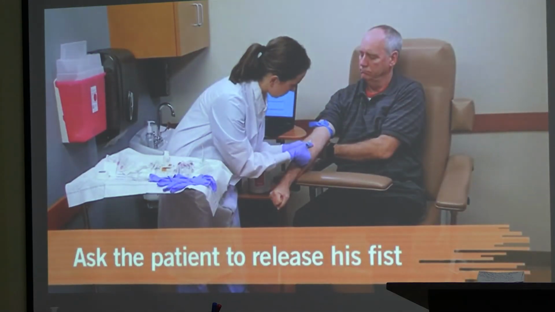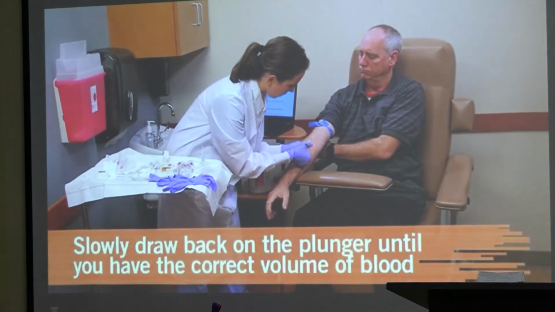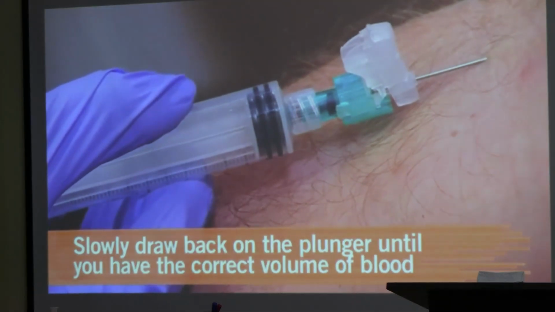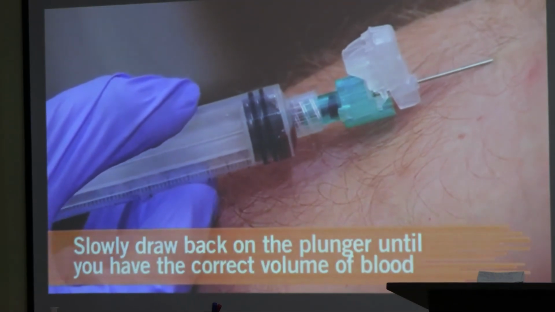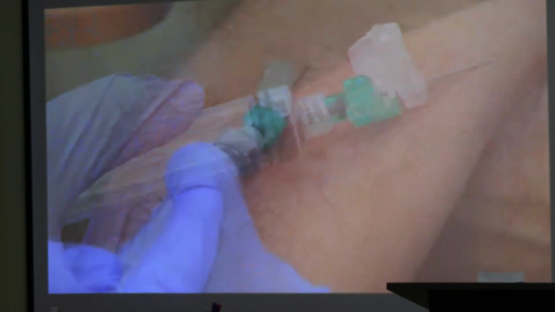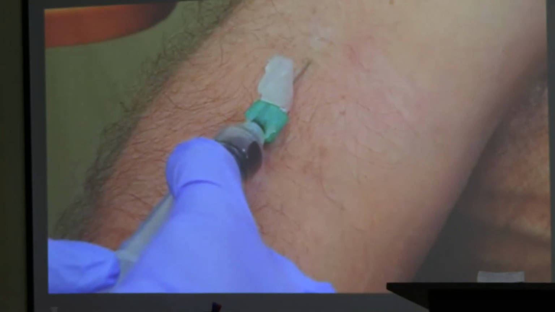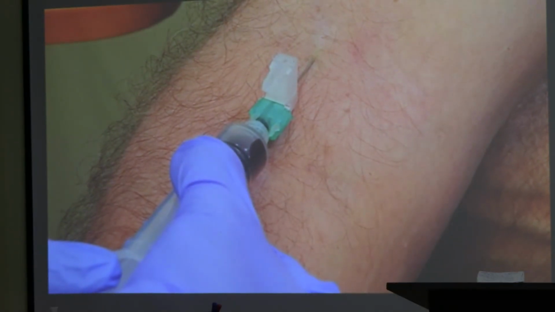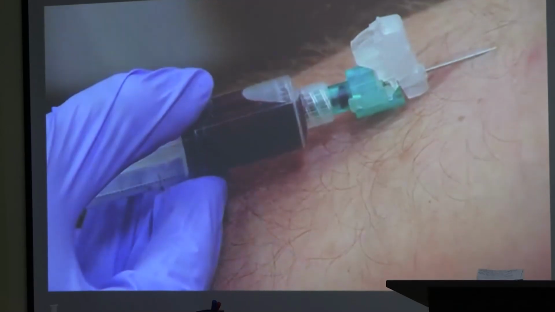Ask the patient to release his fist. Now, slowly pull back on the plunger of the syringe with your non-dominant hand. Don't allow more than 1 milliliter of headspace between the blood and the top of the plunger. Fill the barrel of the syringe to the correct volume.